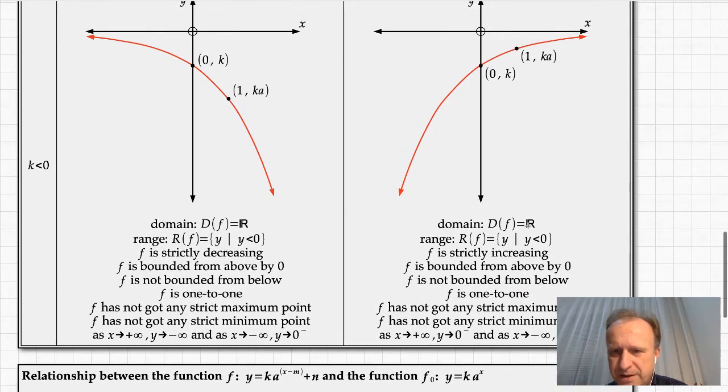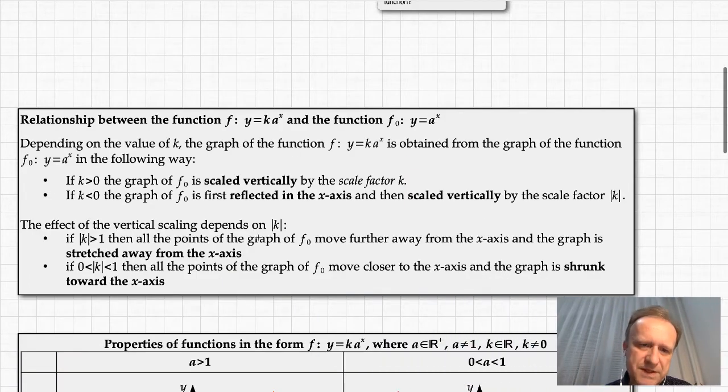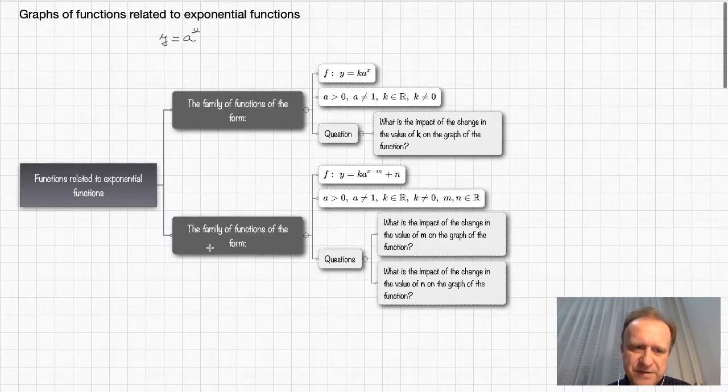So the domain is the set of all real numbers, the range is the set of all negative numbers. Now it's bounded from above by 0 and it's not bounded from below. It's strictly increasing this time. It's 1 to 1 again. And as x approaches infinity, y approaches 0 from below, and as x approaches negative infinity, y approaches negative infinity. These are the facts that we learned from the model.